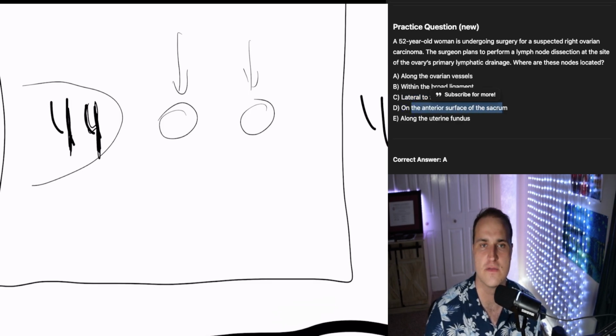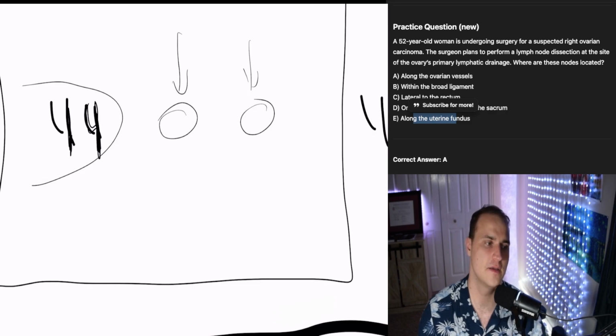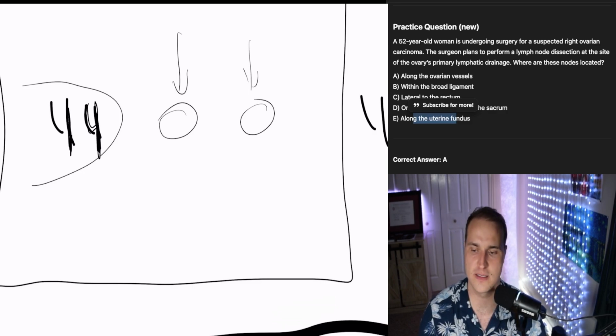On the anterior surface of the sacrum, so that's the sacral nodes, they drain the pelvic organs, not the gonads. So pelvic organs, not the gonads, would be the anterior surface of the sacrum. Along the uterine fundus, that's not a lymph node bed at all. Uterine drainage also goes para-aortic, but the location is going to be just a little bit different. So yeah, they go along the vessels, and it's kind of good to think about how these ovaries get there in the first place, the migration pathway.